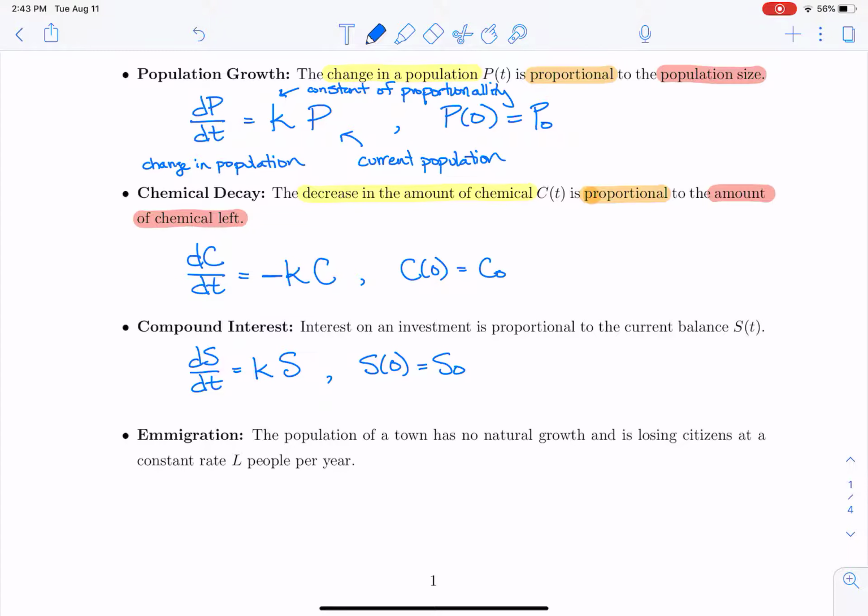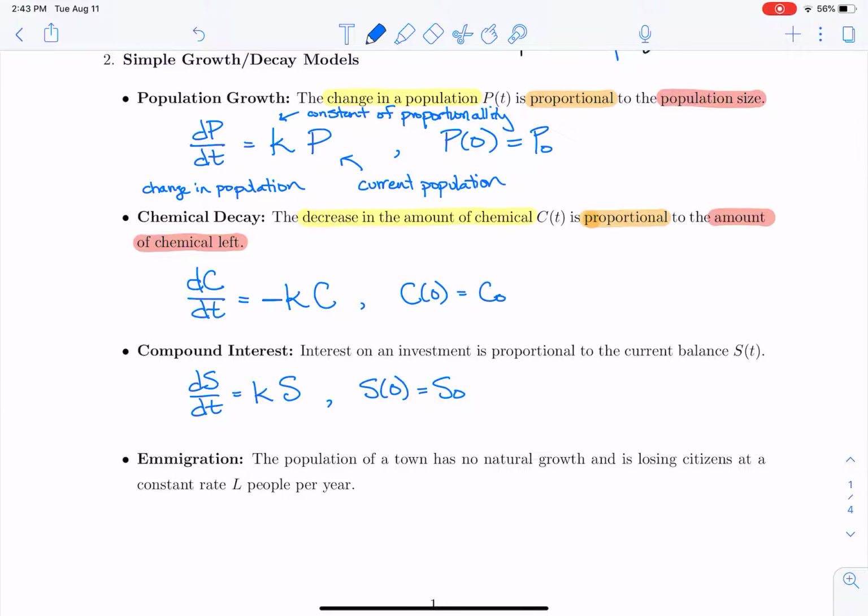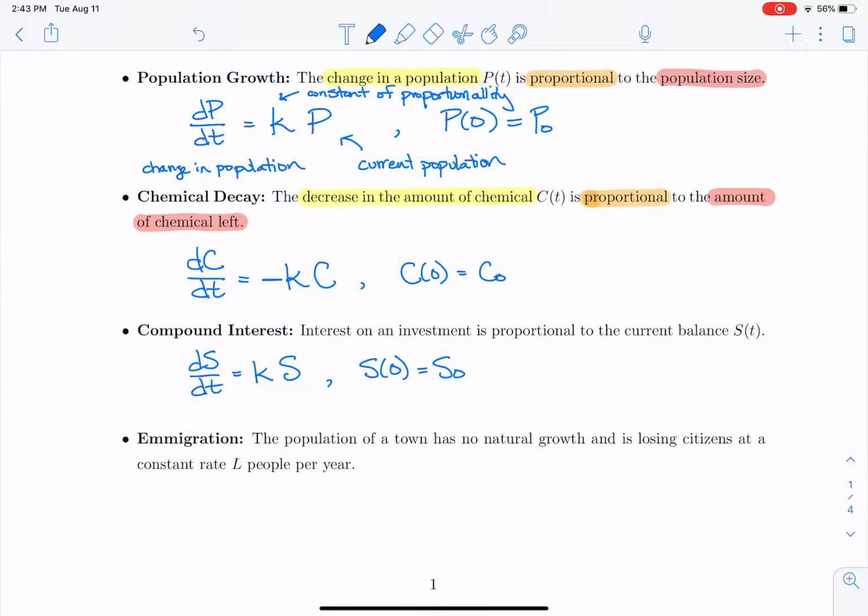Okay, and so this is a way to express compound interest on an investment as a differential equation. Okay, so all three of these differential equations were similar in that they basically all have a derivative is equal to a constant times itself. Okay, these are going to be some simple growth and decay models. I want to also make them a little bit more complex. Okay, so I want to add some more terms.